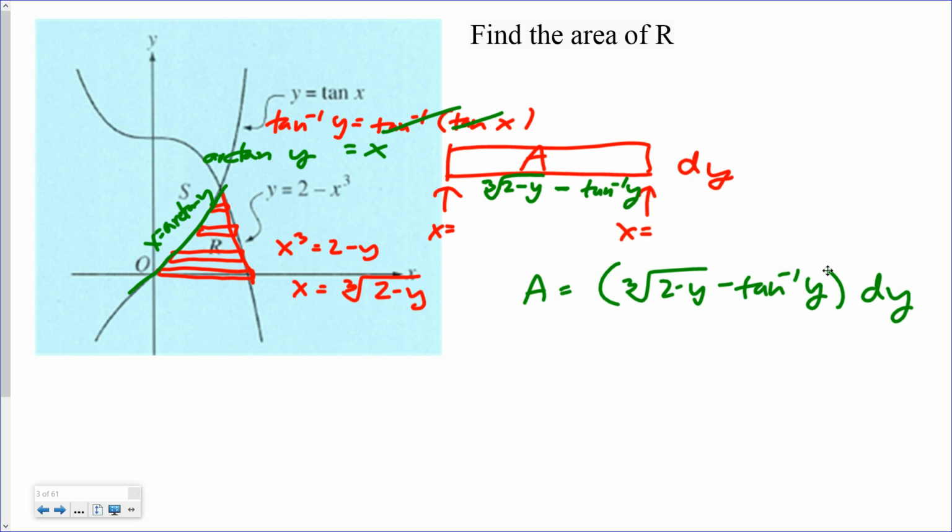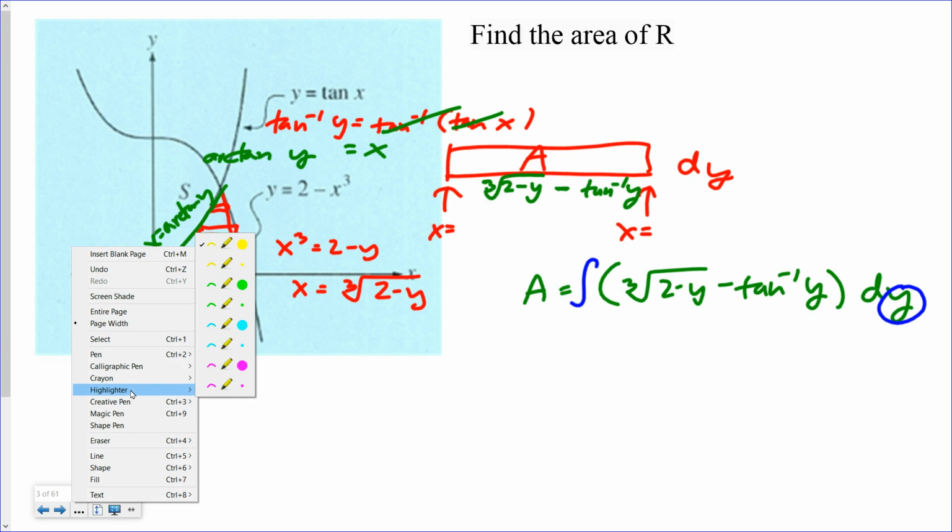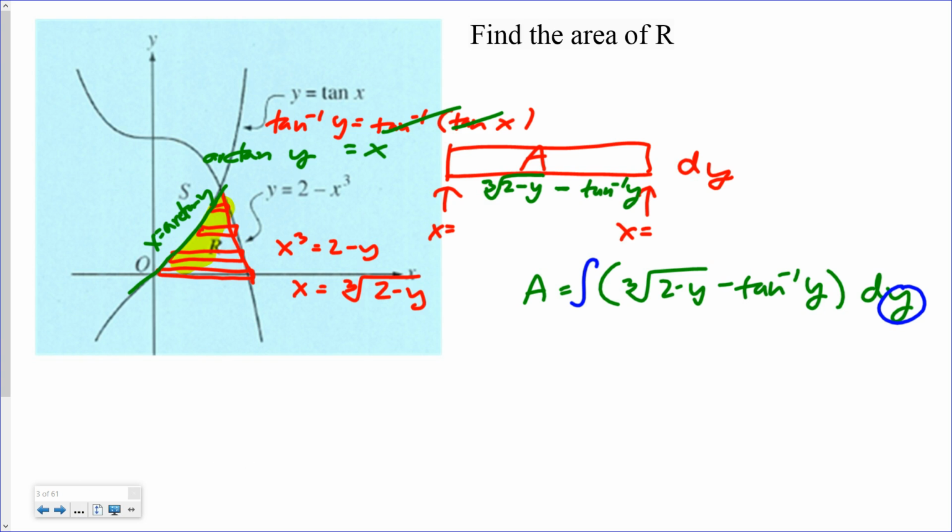But I don't want just one box, but that is a formula for every box. I want a whole bunch of them, right? So what I do is I sum them all up, and that ends up being an integral, okay? This is a dy problem. So I go look at my region, which is highlighted, and I say, okay, what's the lowest y value on this region?